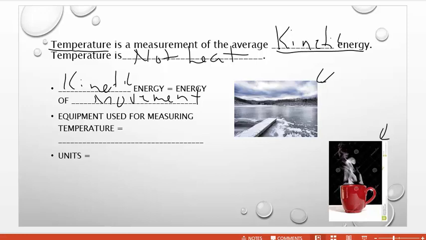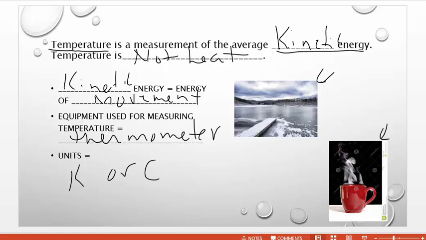The equipment used for measuring temperature, as we know, is the thermometer. And the units that we are going to be using in class for temperature are Kelvin or Celsius. We do not talk about Fahrenheit, and we only work with Kelvin or Celsius because those are the easiest and the best units to use in terms of mathematical calculations, as well as the rest of the world uses Kelvin and Celsius as well. So that's what we'll be using.